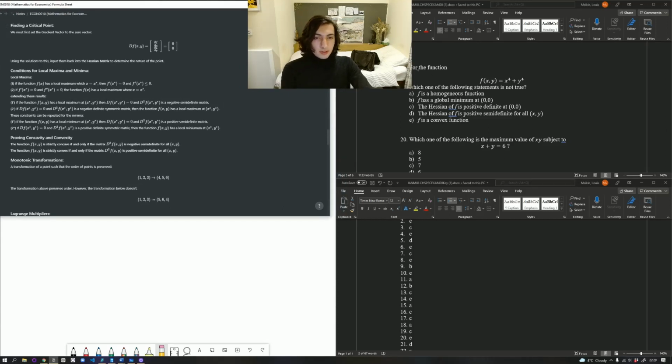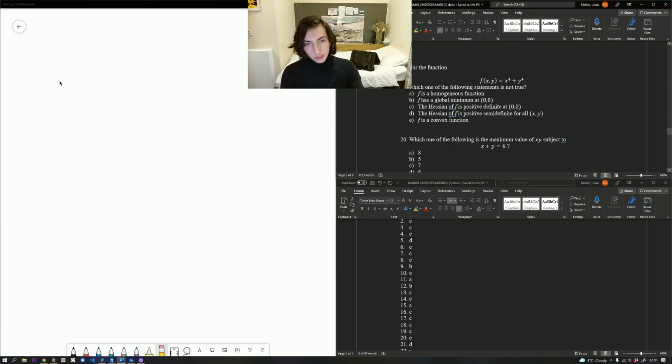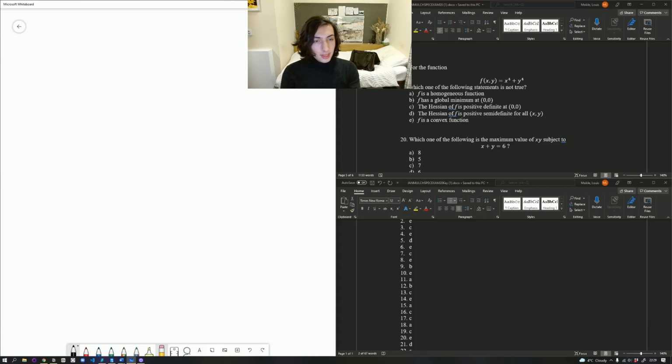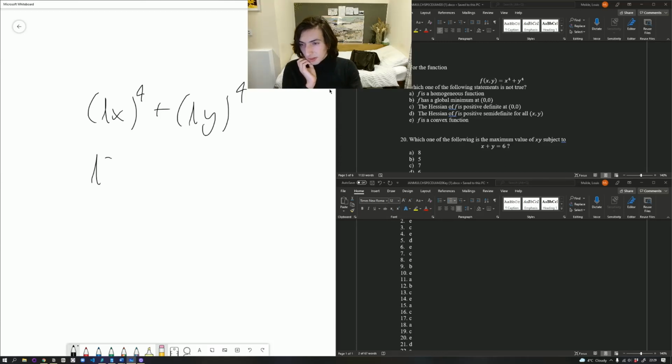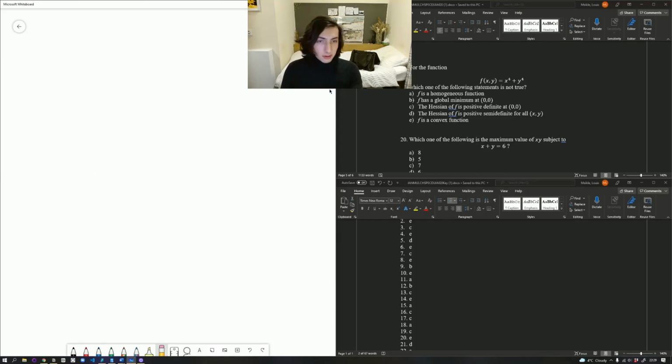For the function here, which of the following statements is not true? First of all, let's analyze these bit by bit. A homogeneous function: here it could be a homogeneous function. I could do lambda x to the power of 4, lambda y to the power of 4. Through some simple maths, you can figure this out yourself. You're going to end up with a degree of 4, so it's not non-homogeneous.